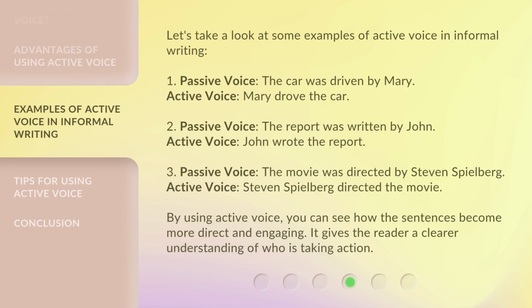Let's take a look at some examples of active voice in informal writing. 1. Passive voice: the car was driven by Mary. Active voice: Mary drove the car. 2. Passive voice: the report was written by John. Active voice: John wrote the report.